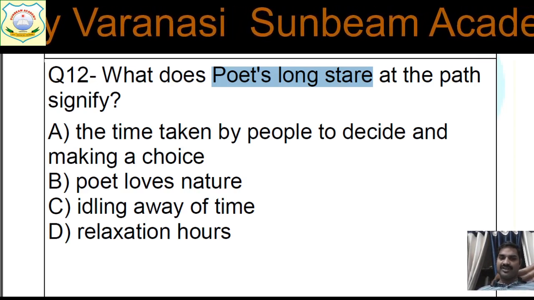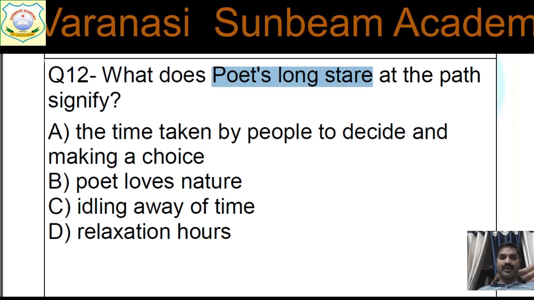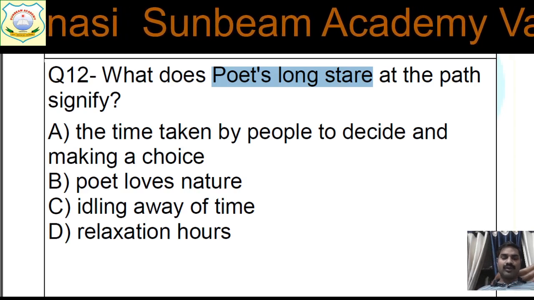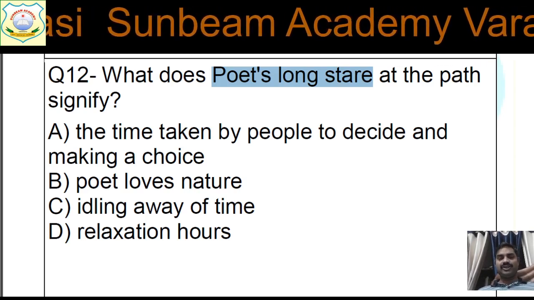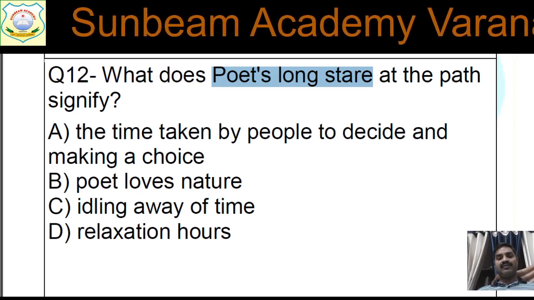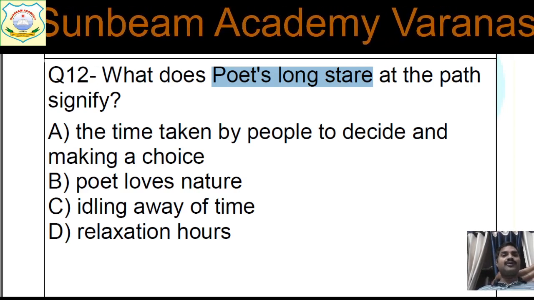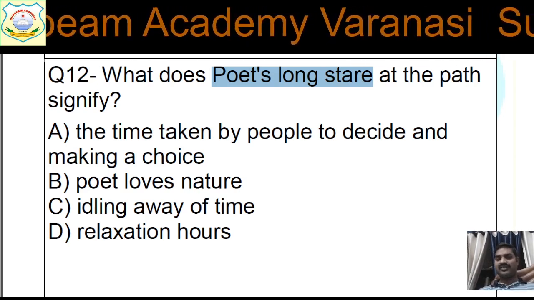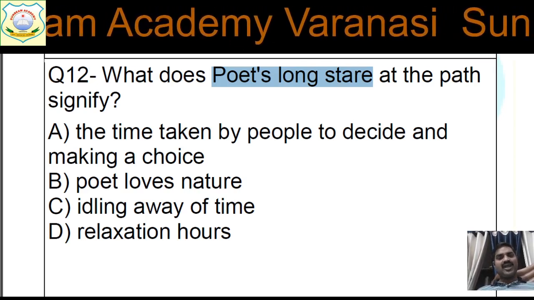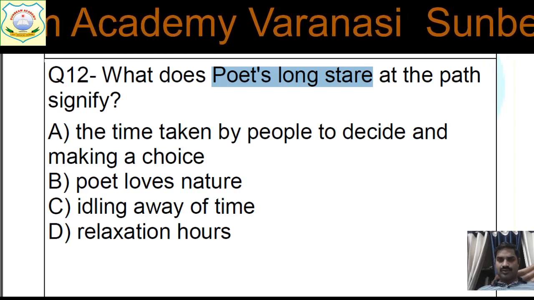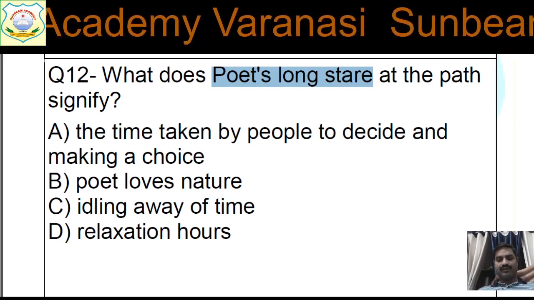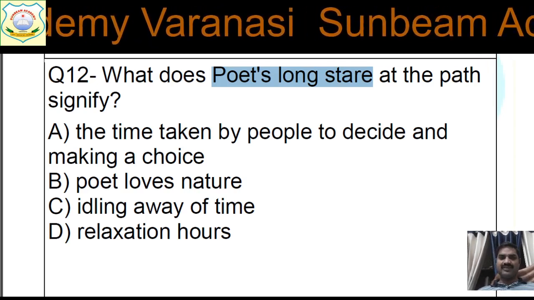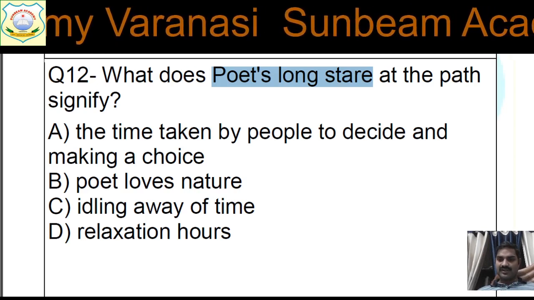Okay. So here, the first option is, I think, let us see other options as well. Poet loves nature. It is not shown in the poem. Idling away of time. It is not shown. Relaxation. No, all these three options are wrong. When the questions in examination, children, are such that other options are absolutely not suitable, you are quite able to answer the right option. So see all the options. If you think that other options can never be correct, it makes your answer easy. So here the first option is the correct one.